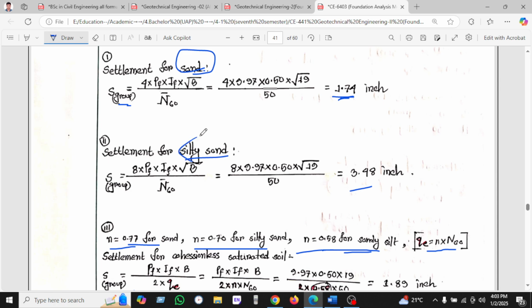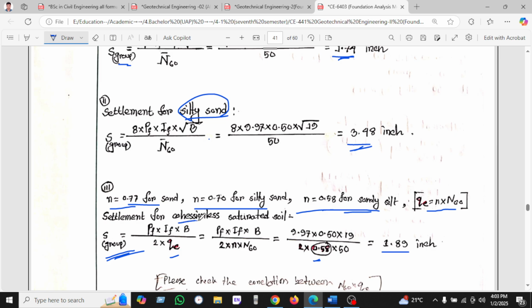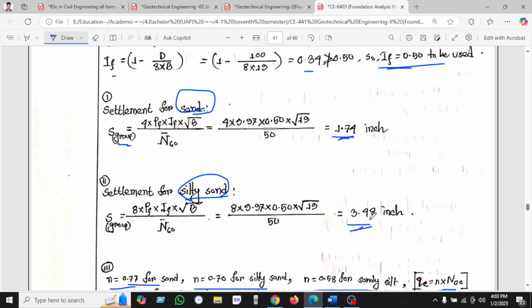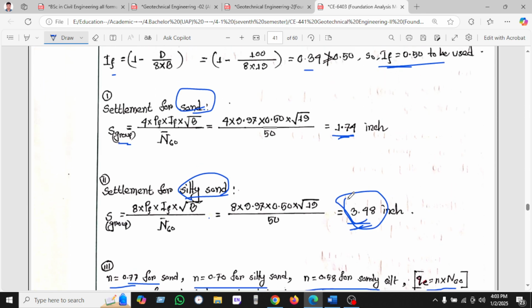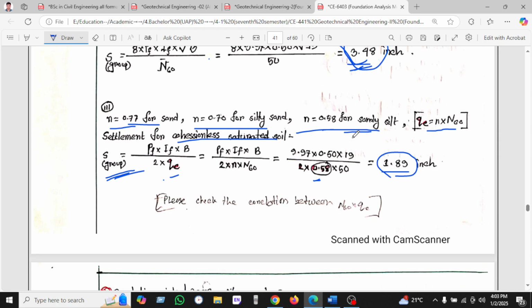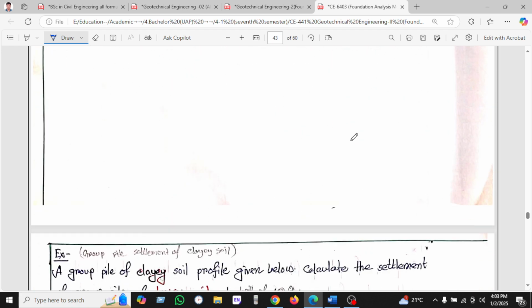For silty sand, using this equation, we found 3.46. And for the settlement of cohesionless saturated clay for the group pile, we found 1.39. So we can see here silty sand gives the maximum settlement, and the lowest settlement we found is for sand, 1.774. Okay, so let's see another example.